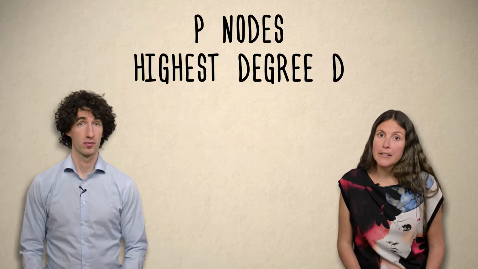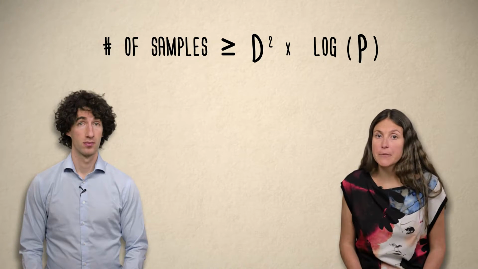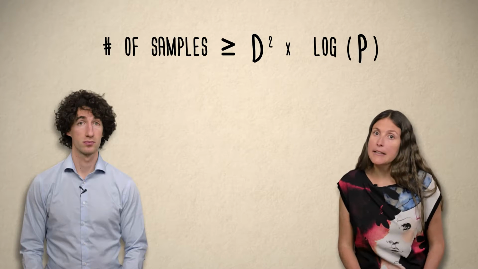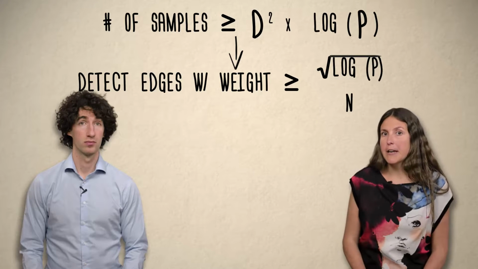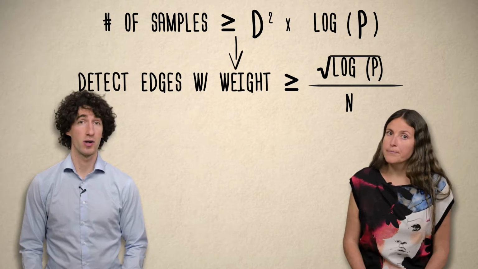It is known that if the number of samples is at least d squared times the logarithm of the number of nodes p, then one can detect edges that have weights as small as the square root of log p over n. That's a very nice result that holds for Gaussian graphical models. Why can't we do something similar for Ising models?